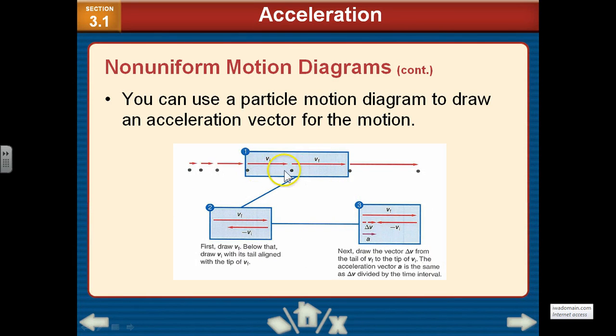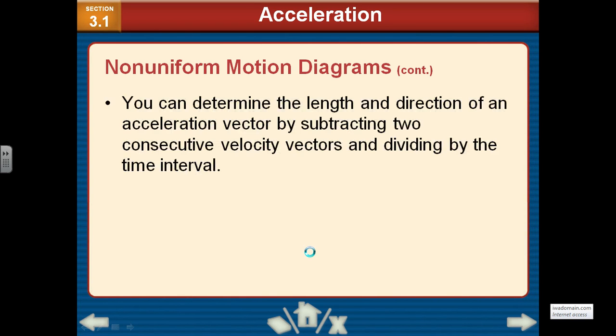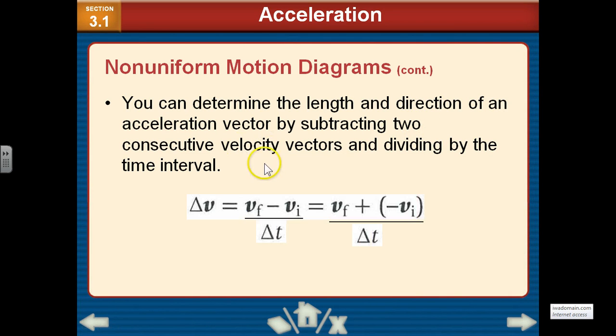Again, here's your particle model. We add the velocity vectors, showing the velocity vectors are getting longer. If you take any two consecutive velocity vectors and subtract the former from the latter, we'll call this one the final and this one the initial for this particular little section of time. We just subtract the initial from the final and we get a change in velocity. Change in velocity is the same as acceleration.